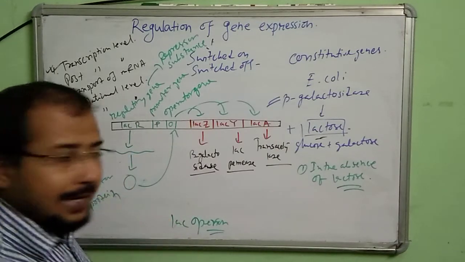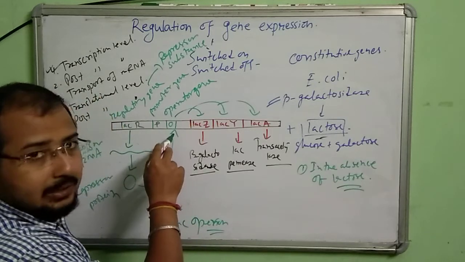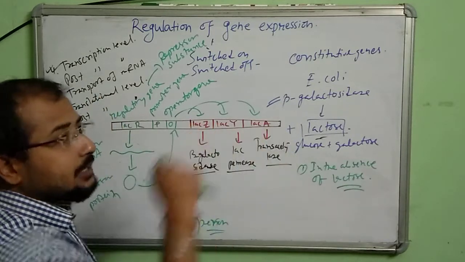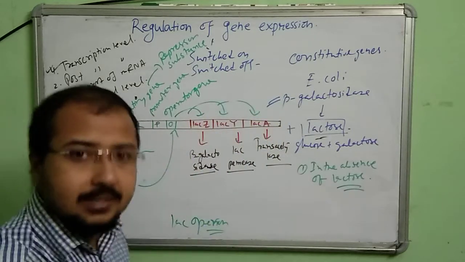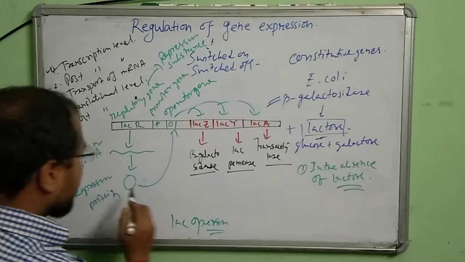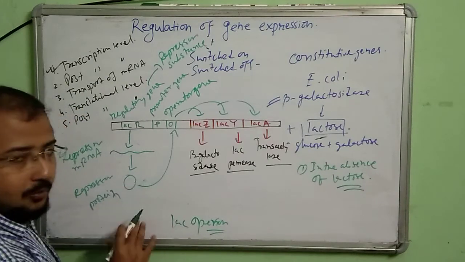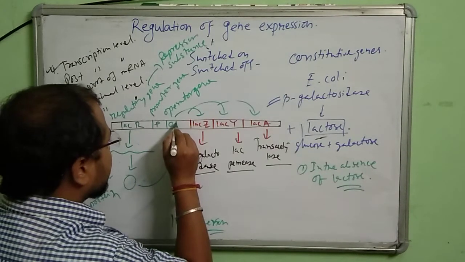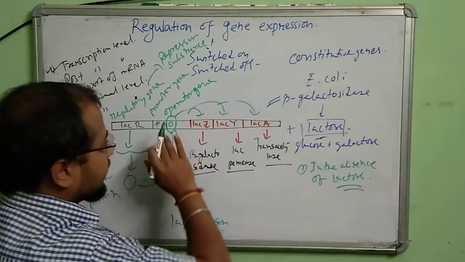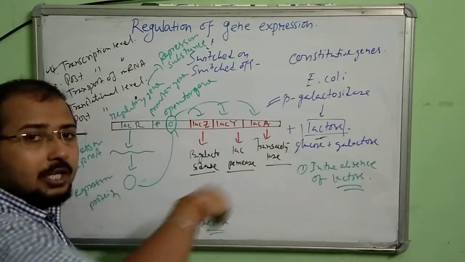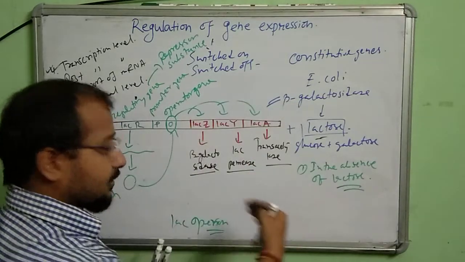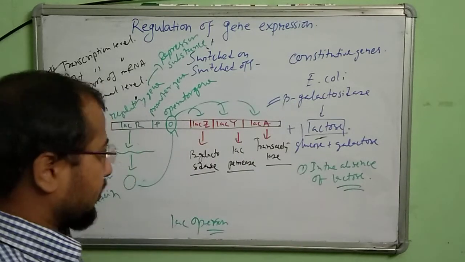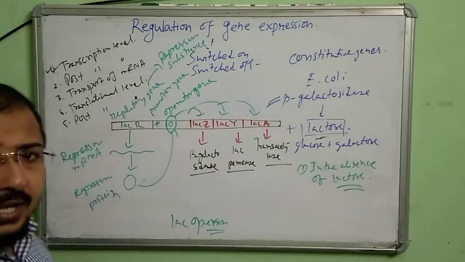Why the operator site? Because the operator gene regulates the functioning of these genes. So we need to stop these genes from undergoing transcription. That is why this repressor protein goes and binds with this operator site and prevents these genes from undergoing the process of transcription. So this is how the further processes are stopped. This is the first scenario.